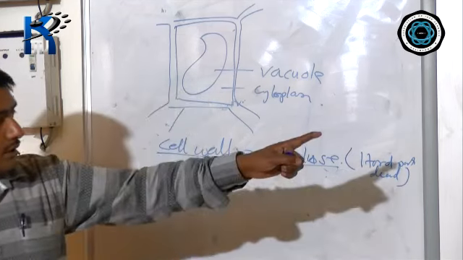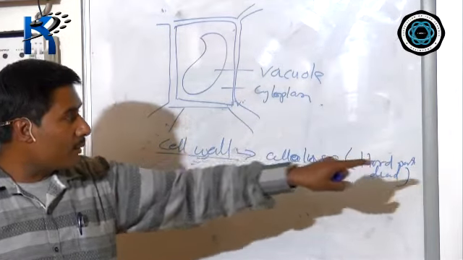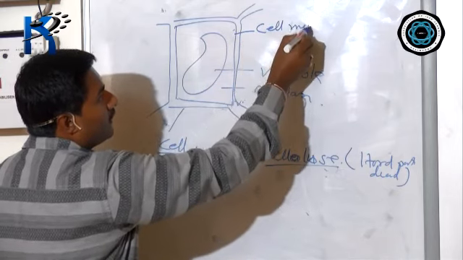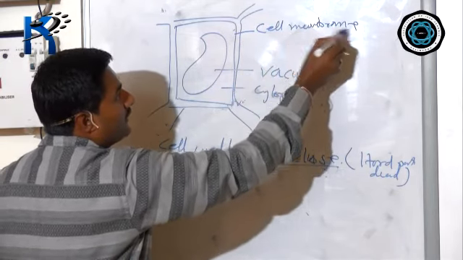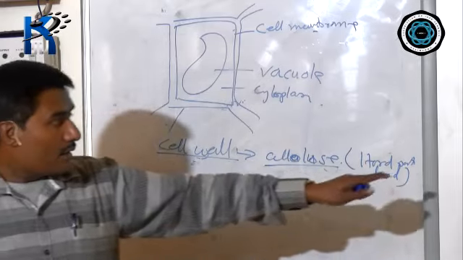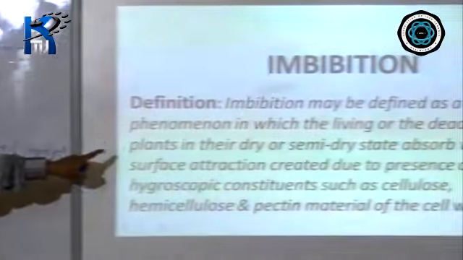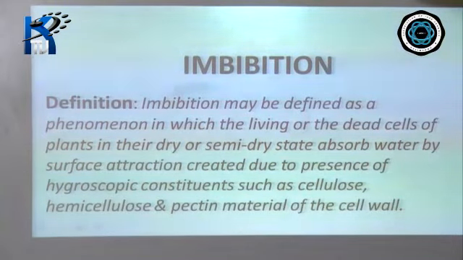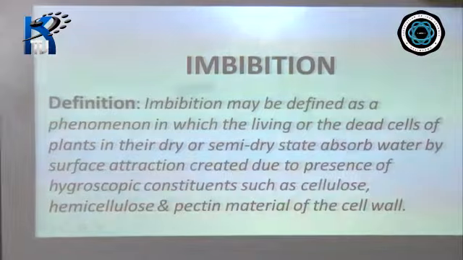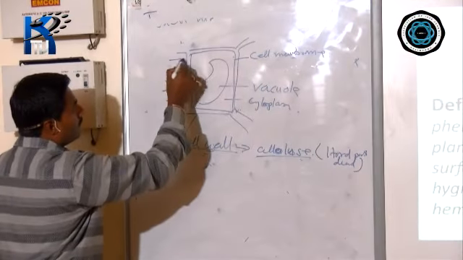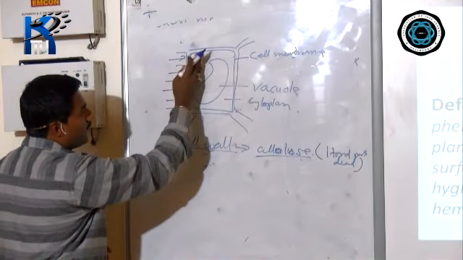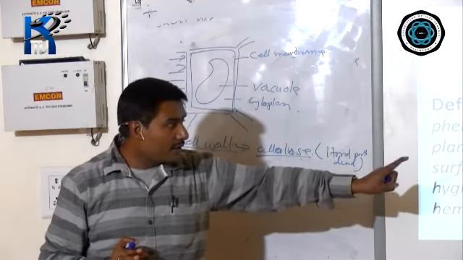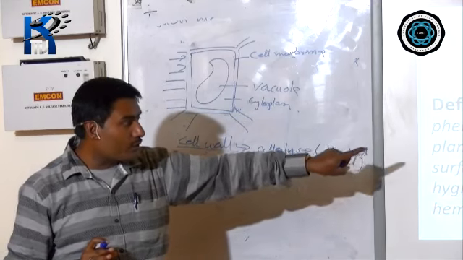So here, in which the living or dead cells of the plant. Living is the cell membrane. This one is the cell membrane. Living or dead cells of the plant in the dry or semi-dry state absorb water by surface attraction. That means the cell wall and cell membrane absorb water by surface attraction, created due to the presence of hygroscopic constituent.